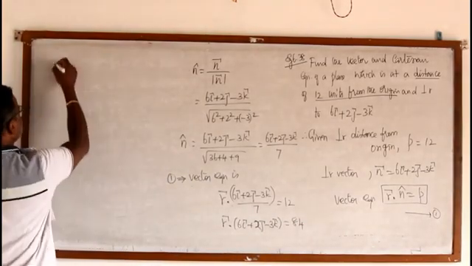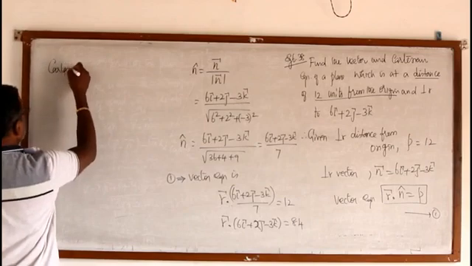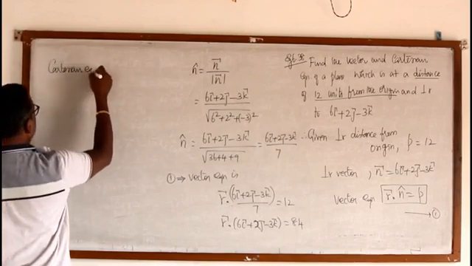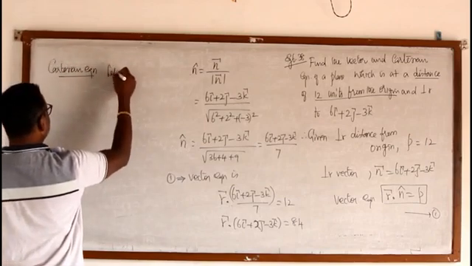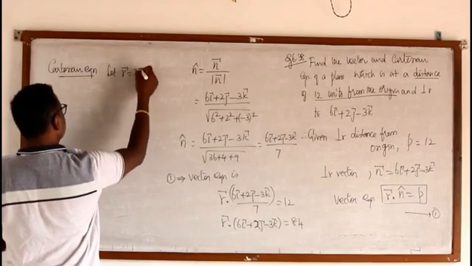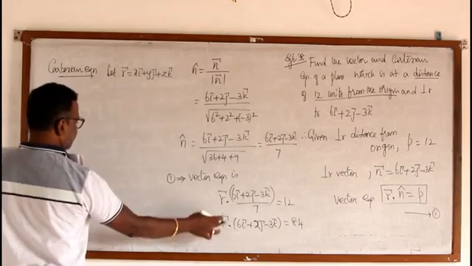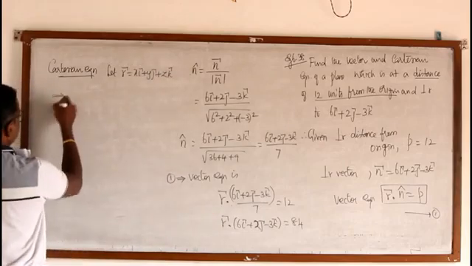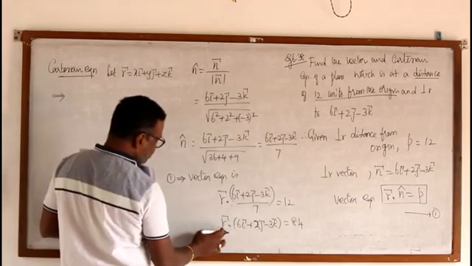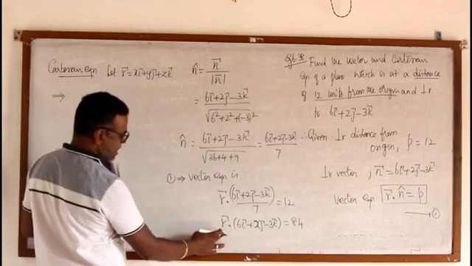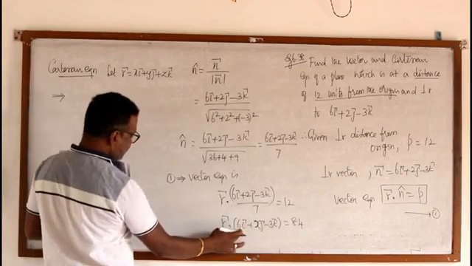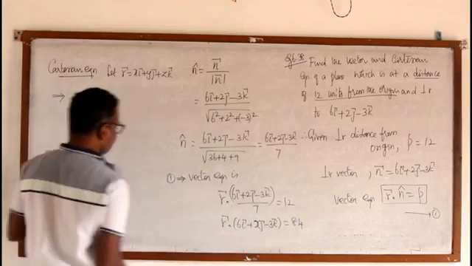Therefore, the Cartesian form is: let R vector equal xi plus yj plus zk. Then the Cartesian equation becomes, when I put R as xi plus yj plus zk and find the dot product, I will get 6x plus 2y minus 3z.